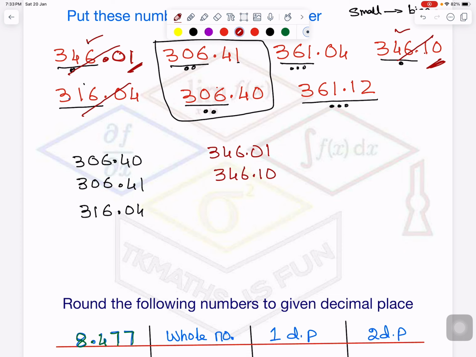Now what is left is 361. I will see after decimal because 361 is same in both. So this is 04 and this is 12. So of course 04 is smaller than 12. So I will write 361.04, 361.12. I hope you understood. If you need more clarification, you can write comment and I will get back to you.